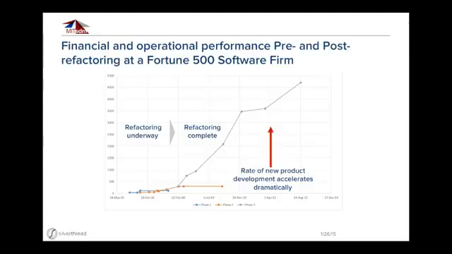Once that refactoring was complete, you see the trajectory dramatically shifts. This organization is capable of producing products at a much greater rate, and this has direct impact on their ability to generate revenue and go into new markets. So we're able to, again, look at complexity of an architecture, how that spans team boundaries, and the impact that has for revenue generation and competitiveness.